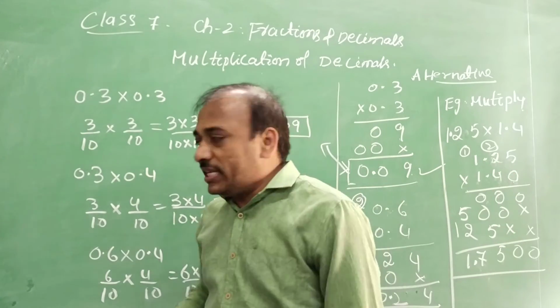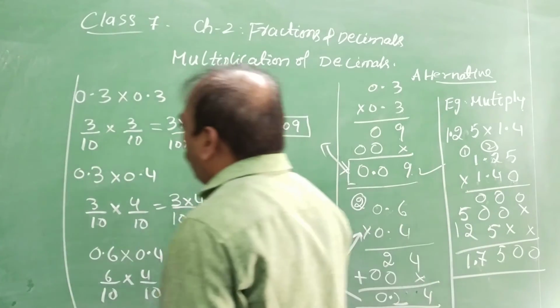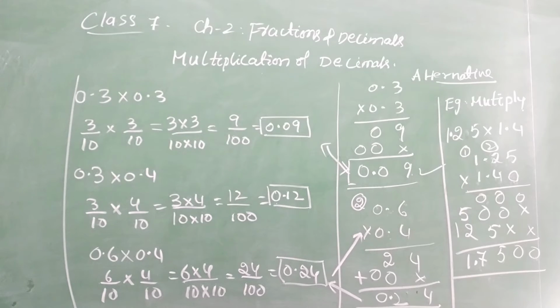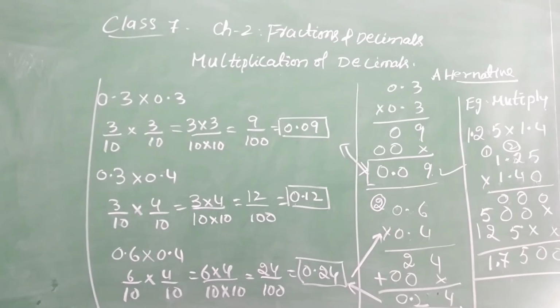One more example you see here. Without converting, I will explain the same question here: 1.25 into 1.4. There I converted into like decimals and then multiplied, so I got the answer 1.7500. Now you see the same question without converting into like decimals.